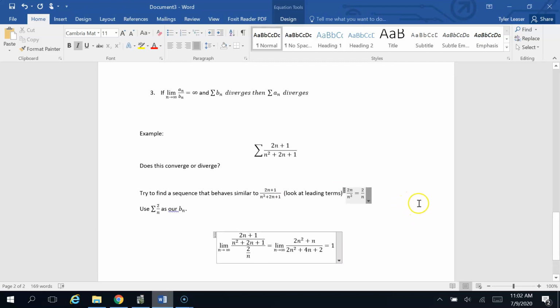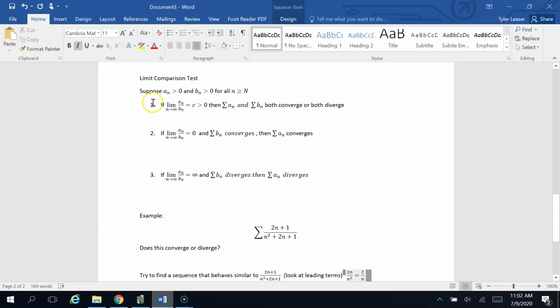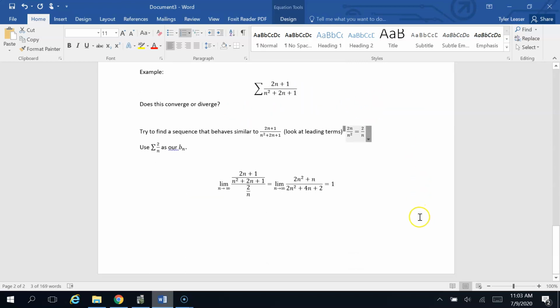So if we go back to the limit comparison test, we are looking at part 1. We did the ratio and it came out to be a number bigger than 0. When it comes out to be a number bigger than 0, the series a sub n and b sub n are twins. They either both converge or they both diverge. Well, we already know what 2 over n does. 2 over n diverges.